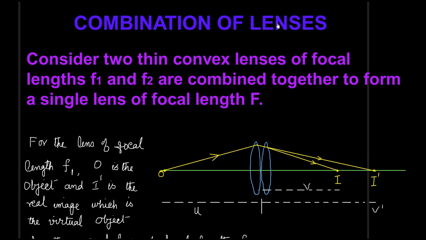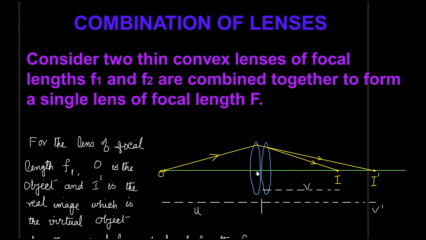Combination of lenses. Let us learn the relationship between focal lengths of the lenses which are combined to form a single convex lens. Let us consider two thin convex lenses of focal lengths f1 and f2 which are combined together to form a single lens of focal length capital F.